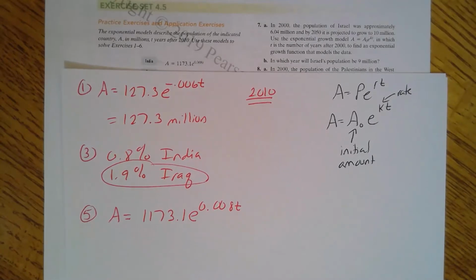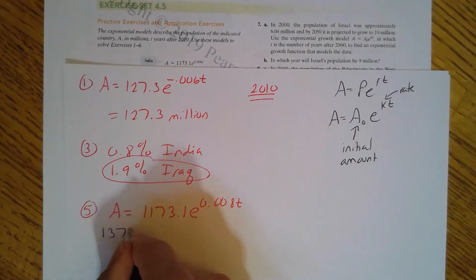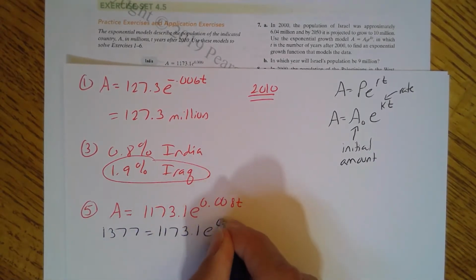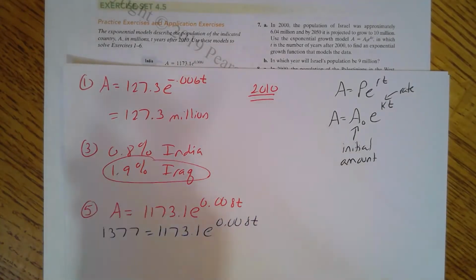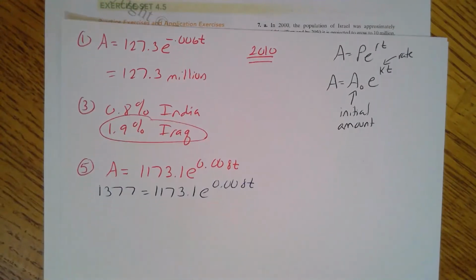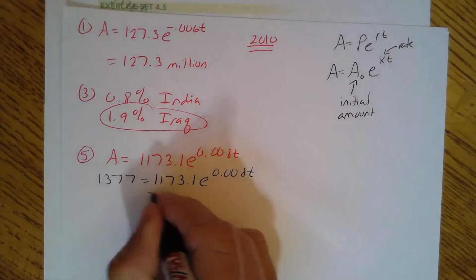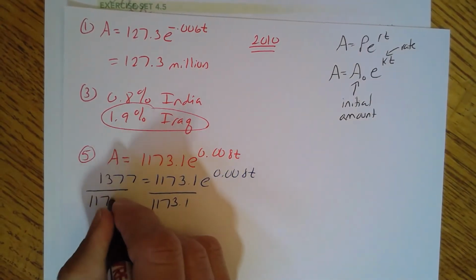So we're going to have to put in our A value and solve for t by using our strategies from section 4.4. So we're going to say 1377 equals 1173.1 e to the 0.008 t. So what do we do to start this off? Well, we most likely need to get the e by itself, so we're going to divide by 1173.1 on both sides. And here's the problem.